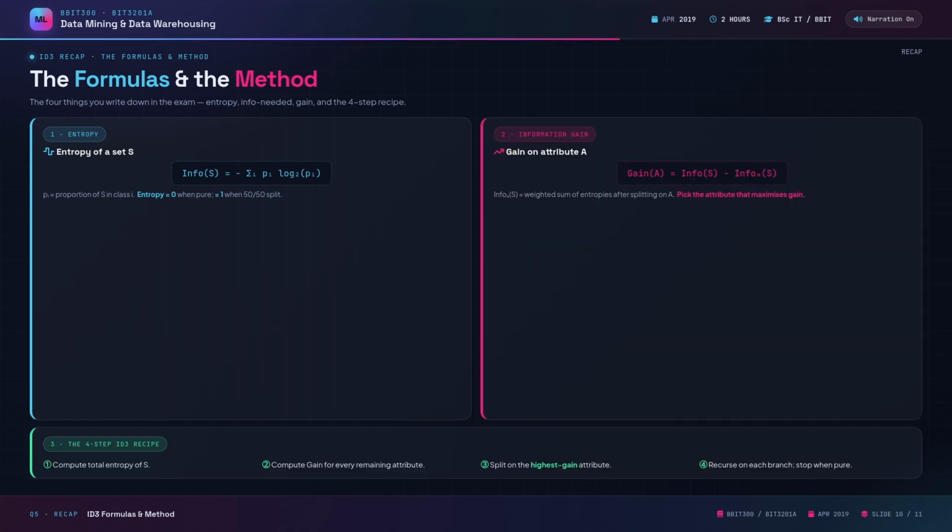The recipe in 4 steps. 1. Compute the total entropy. 2. Compute the information gain for every remaining attribute. 3. Pick the attribute with the highest gain and split on it. 4. Recurse on each branch and stop when a subset is pure. That is ID3 in a nutshell.